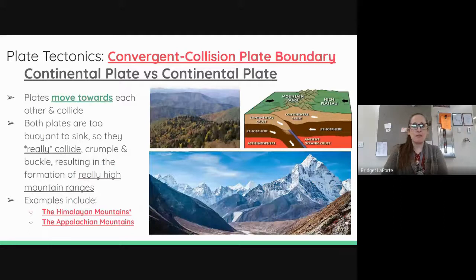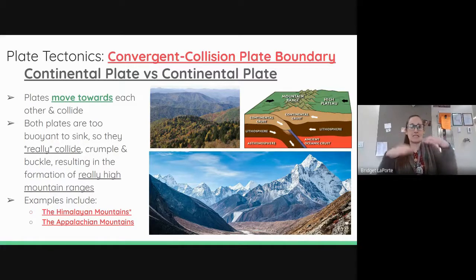And last but not least, in terms of convergent, we have another type of convergent plate boundary, and that is convergent collision. Right. So what is happening here is no more oceanic plates. They're out, and it's two continental plates. So this is two younger, less dense continental plates, again, moving towards each other and colliding. Well, they're both continental plates, so they're already going to be less dense. They're going to be very buoyant.